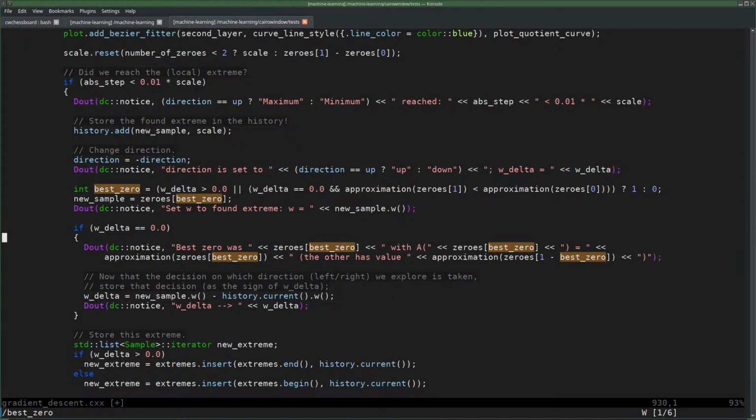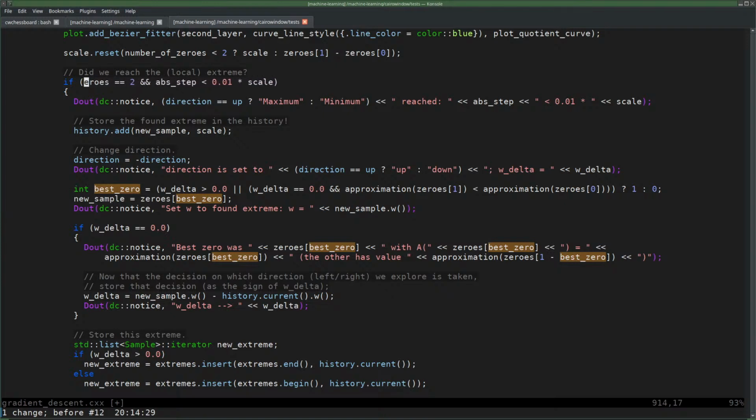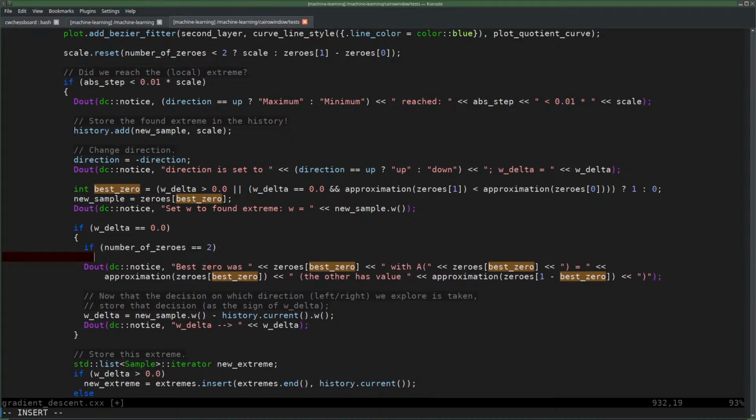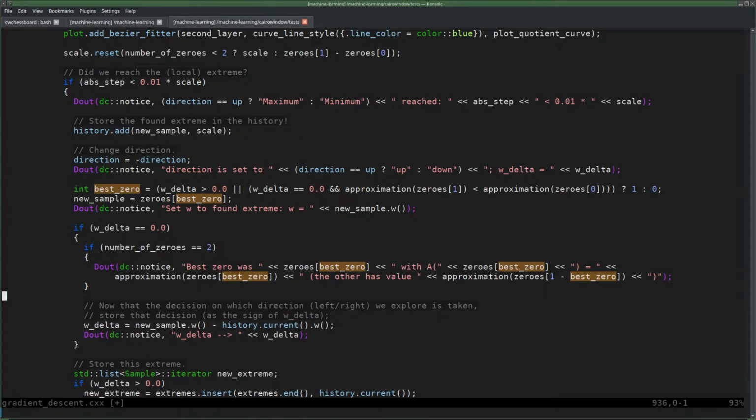Yeah, so this output here, it's just debug output, but that should only be printed when we made a decision about which way to go based on the fact that we have two zeros. And I deleted what? Number of zeros, makes sense. So if number of zeros equals 2, then we did what we are doing, and therefore we can print it.